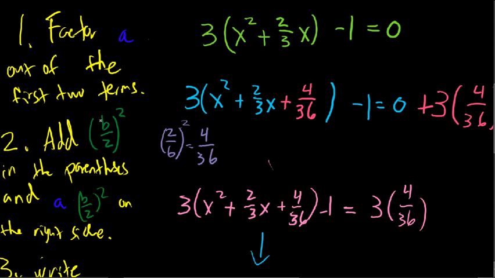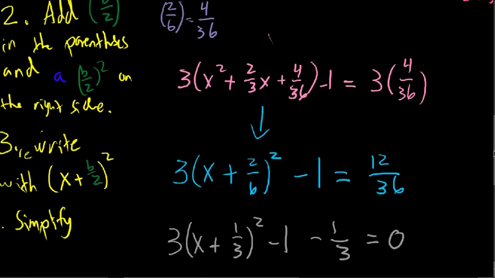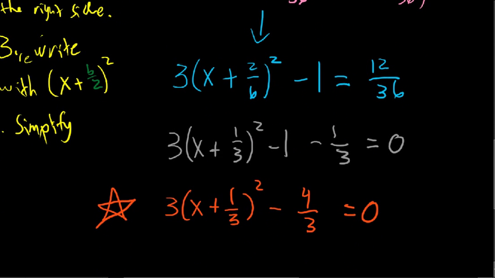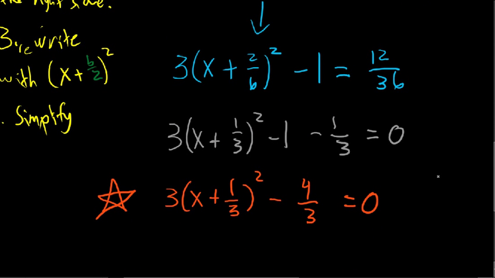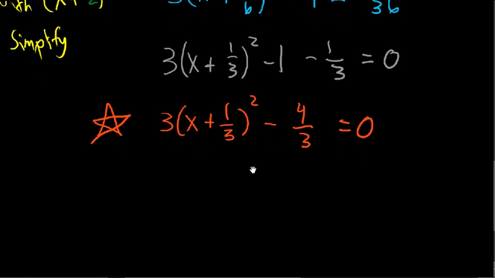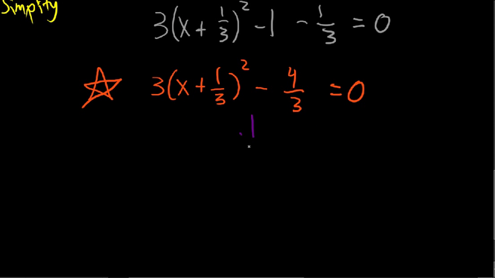You just factor out a from the first two terms, you add b over 2 squared, and then a times b over 2 squared to the other side. And then you just rewrite it with the squared and then simplify. It's really not that bad if you do it several times, to the point where you internalize the idea. So this is vertex form, but we haven't actually solved for the solutions yet, so we'll do that, but it's pretty quick.